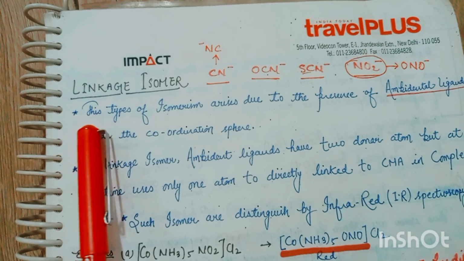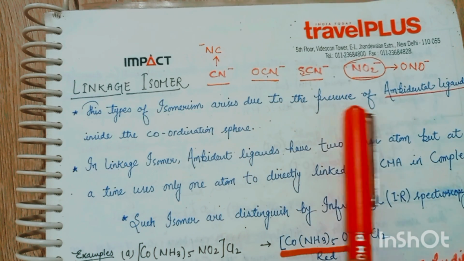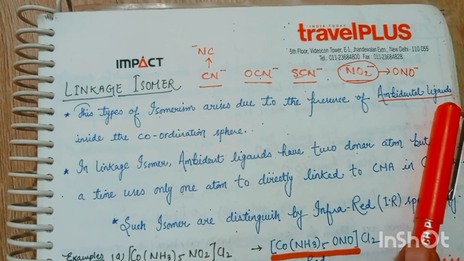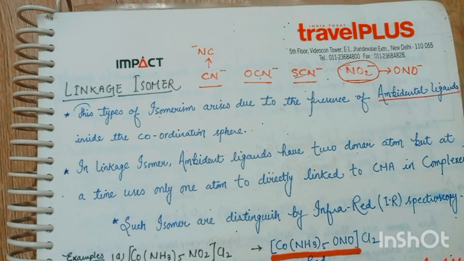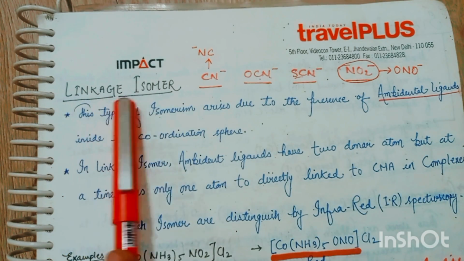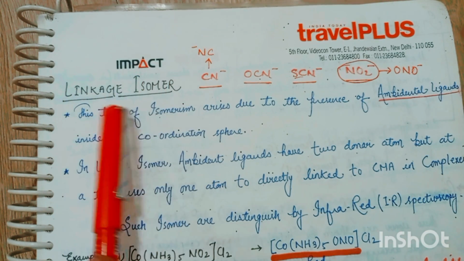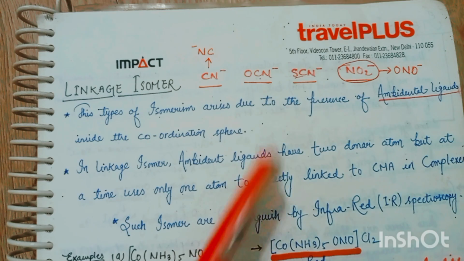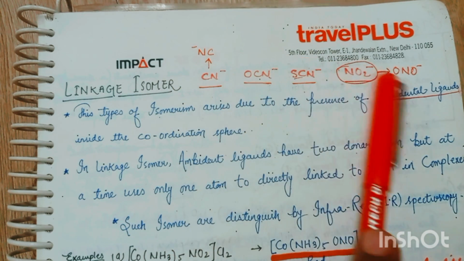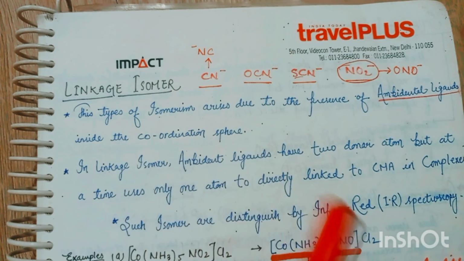linkage isomer. This type of isomerism arises due to the presence of ambidentate ligands in and outside the coordination sphere. Okay, if there is an ambidentate ligand, then only linkage isomer is possible. If there is a coordination compound and none of the ambidentate ligand is present, then it could never show the linkage isomerism.